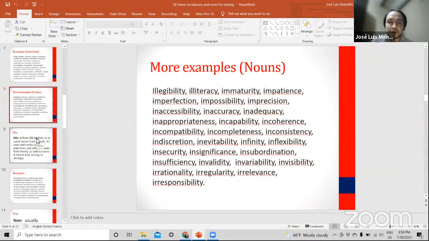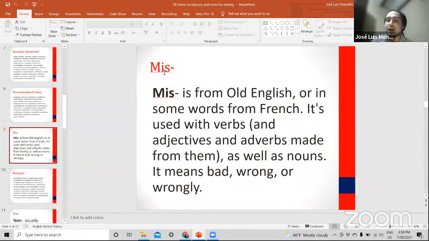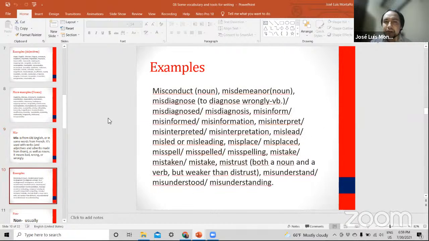That's nouns, yes. Then we have, right, mis. It's going to be used, again, in the same way. We have something interesting here in terms of the sense and the meaning of this prefix. It is from Old English, right, or in some words from French. It's used with verbs, right, and adjectives and adverbs made from them, as well as nouns. It means bad. So this is a little bit different. It's not only adding a negative thing. No, in this case, it means bad, wrong, or wrongly. That is interesting, all right?